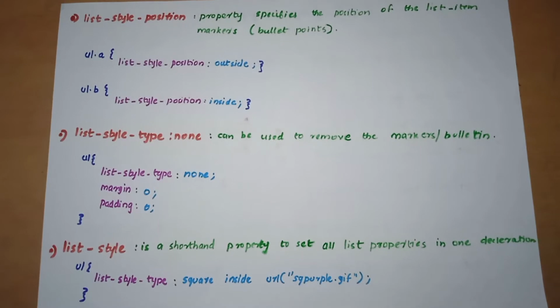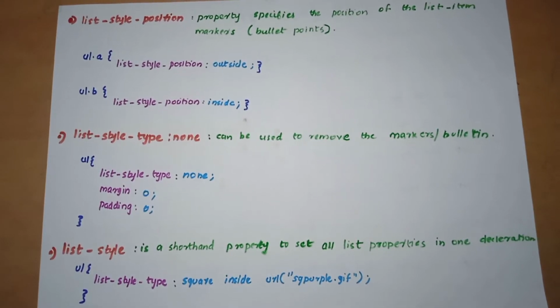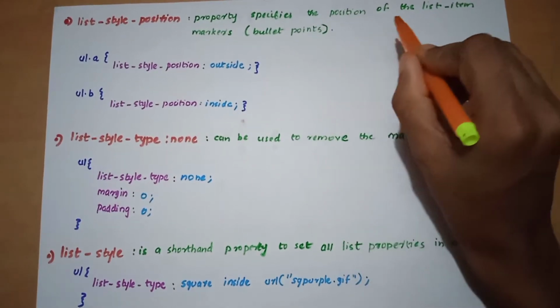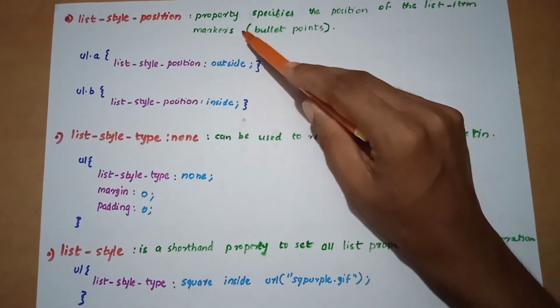Our next property is list-style-position. This property specifies the position of the list item markers.